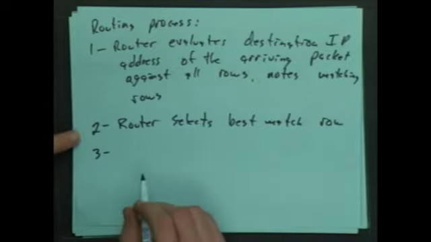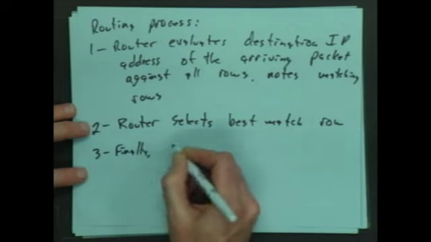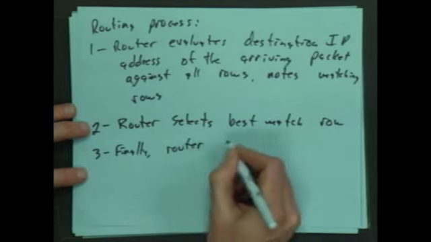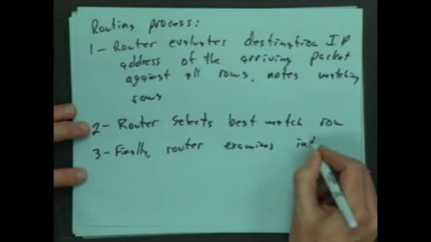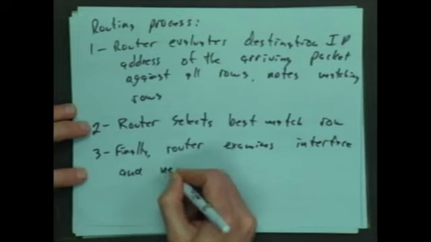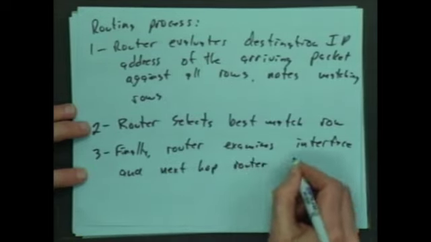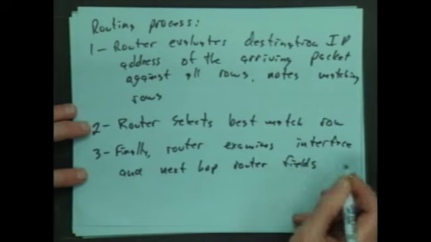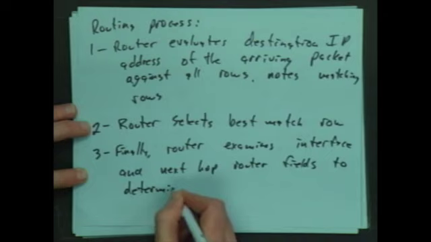So we select the best match row, and then finally, the router examines the interface and the next hop router fields to determine what to do with the packet.